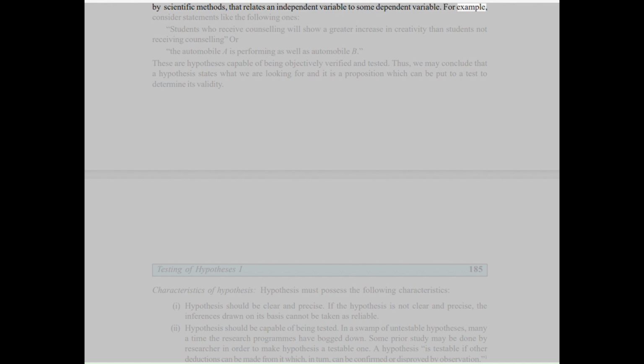For example, consider statements like the following ones: students who receive counseling will show a greater increase in creativity than students not receiving counseling, or the automobile A is performing as well as automobile B. These are hypotheses capable of being objectively verified and tested. Thus, we may conclude that a hypothesis states what we are looking for, and it is a proposition which can be put to a test to determine its validity.